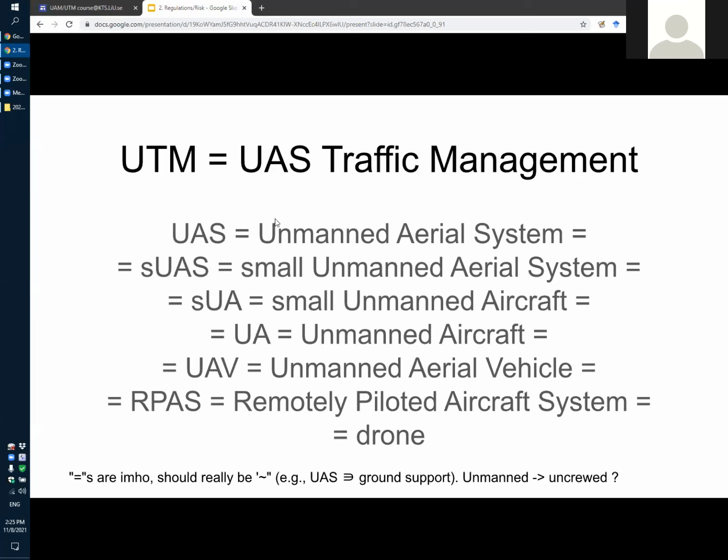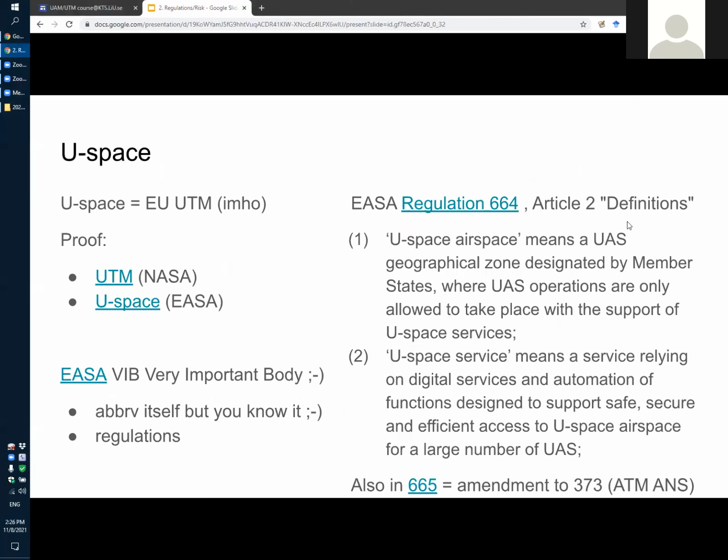Now, I put here all these equality signs, but really these are approximately equal. If you go into the nitty-gritty details, the unmanned aerial system is not only the aircraft, but also some ground support systems. And I'm hearing more and more that unmanned is called uncrewed, to distinguish between the remote pilot and the pilot on board. So again, the terminology hasn't been settled, but if there is no confusion, it's fine to use any of these terms.